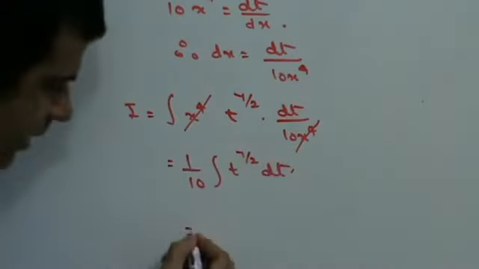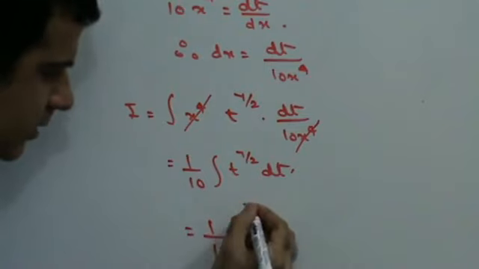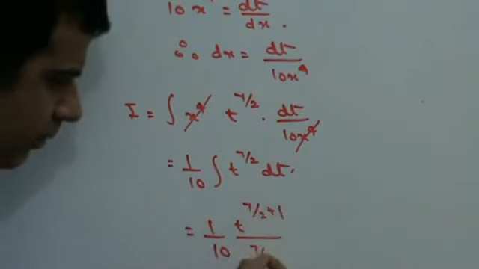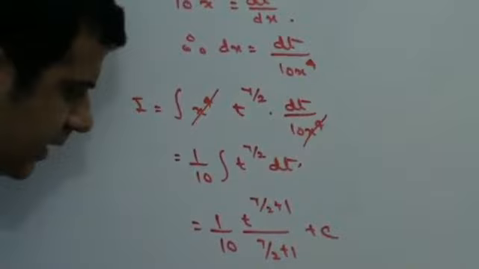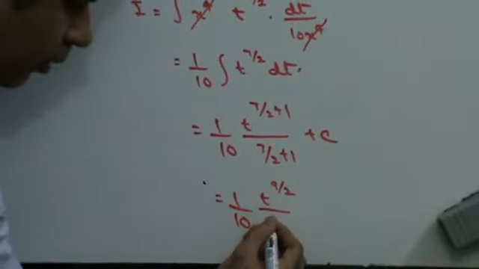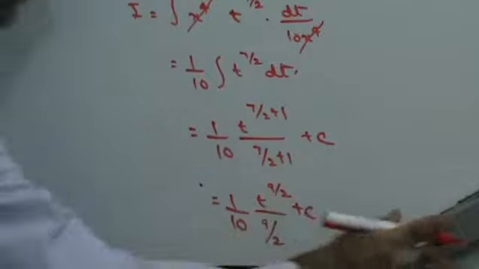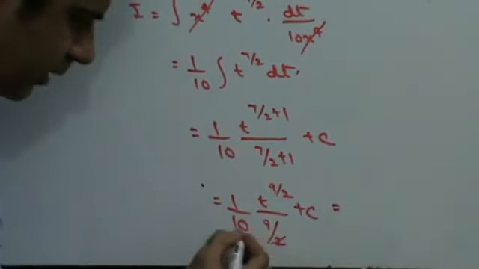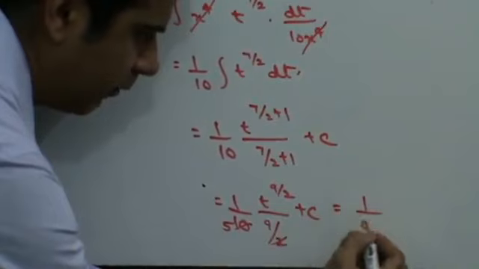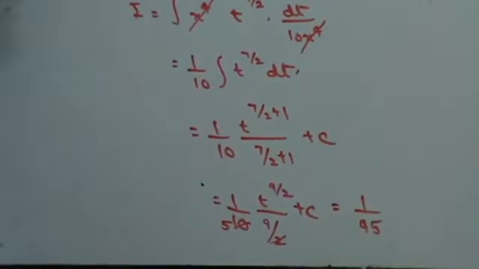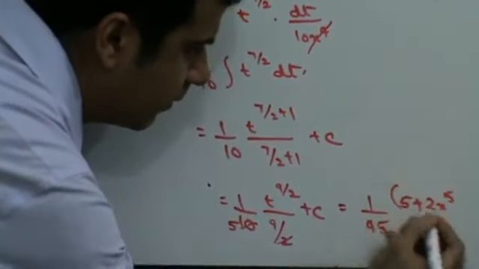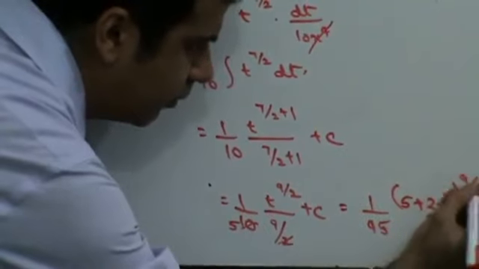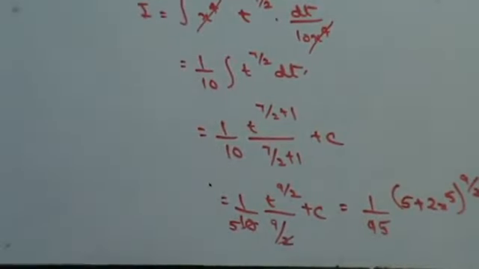Integral of x raised to n is x raised to n plus 1 upon n plus 1 plus c. So 1 upon 10 times t raised to 9 by 2 upon 9 by 2 plus c. This can be written as 2 ones are 2, 5 twos are 10... so 1 upon 45 times t, which can be substituted as (5 plus 2x raised to 5) the whole raised to 9 by 2 plus c. So that will be your final answer. Fine. Next, let's see the next one, guys.